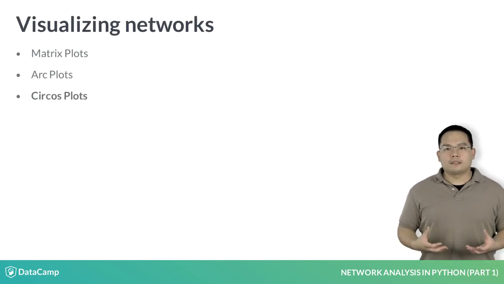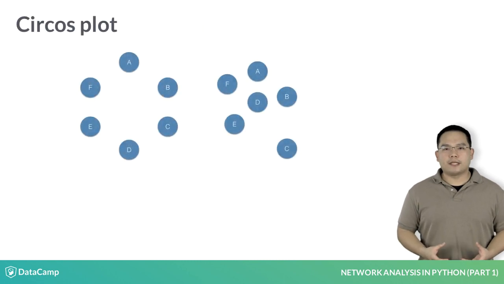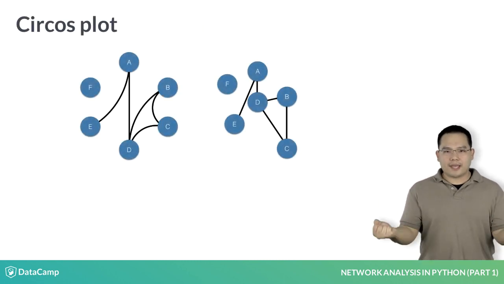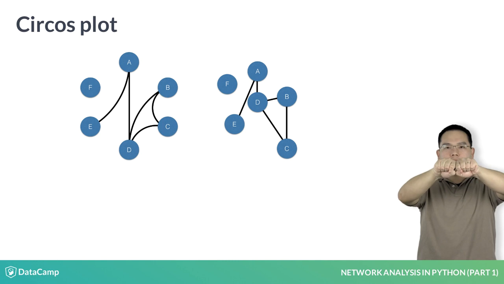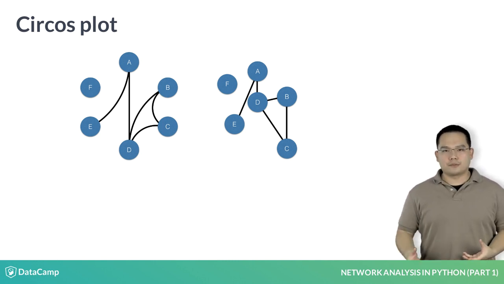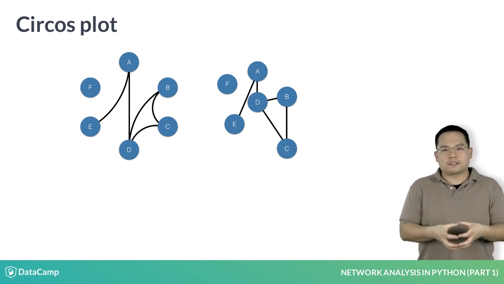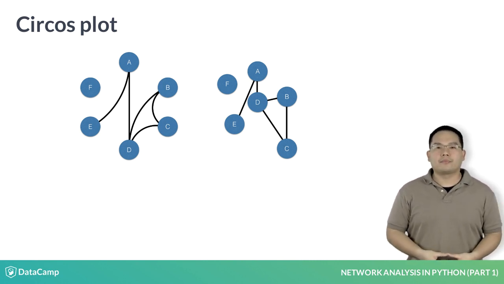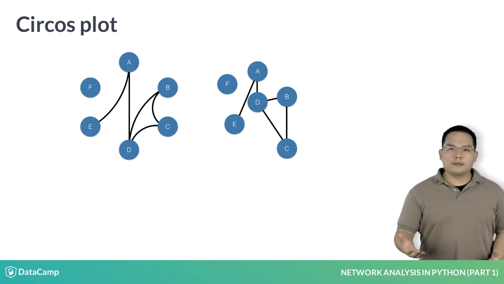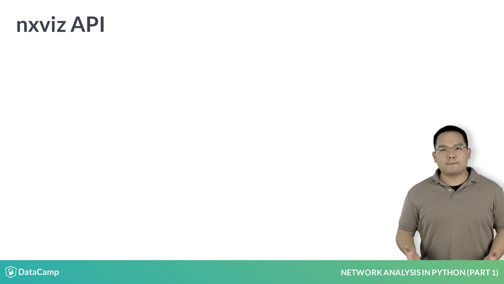Let's now move on to Circos plots. A Circos plot is a transformation of the arc plot such that the two ends of the arc plot are joined together into a circle. Circos plots were originally designed for use in genomics, and you can think of them as an aesthetic and compact alternative to arc plots. You will be using a plotting utility that I developed called nxviz. Here's how to use it.